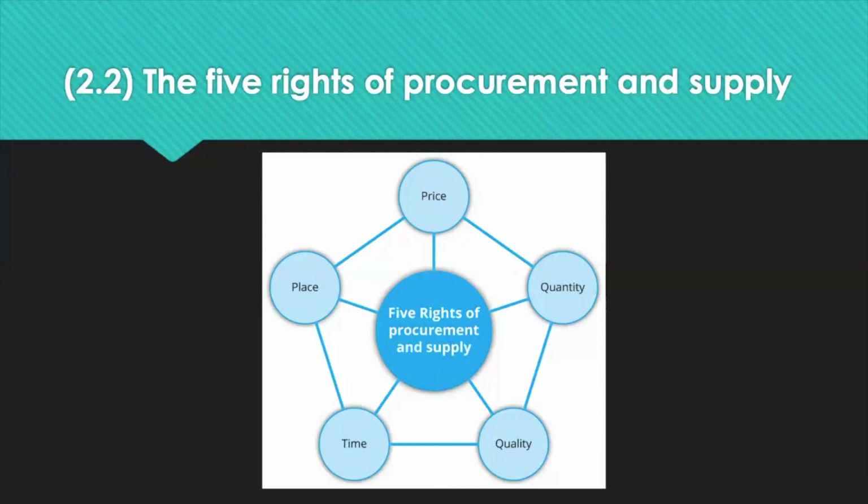Quantity, this is about getting the balance between the economies of scale and just ordering in time to avoid money being tied up in inventory. And the place, consider the supplier's location and therefore shipping times and costs, and ensuring that deliveries are received to the right place.